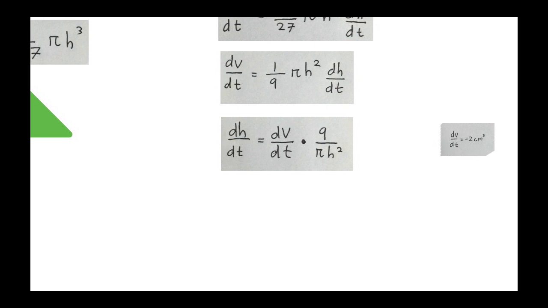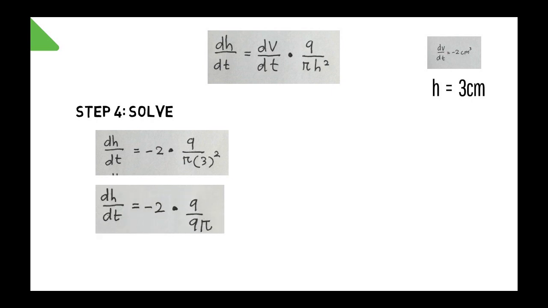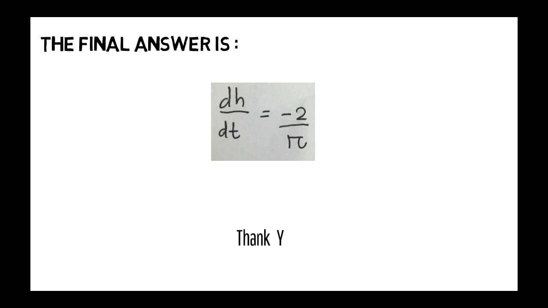We already have the value of dV over dt and the value of h. So what we need to do right now is solve the equation. We're going to insert the value of dV over dt and the value of h. When we simplify it, we will get dh over dt equals negative 2 times 9 over 9 pi. And we all know 9 over 9 pi is 1 over pi. Negative 2 times 1 over pi, the final answer will be negative 2 over pi. This is the answer for the question. Thank you.